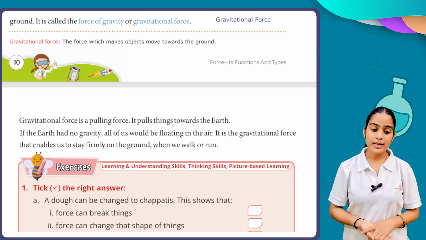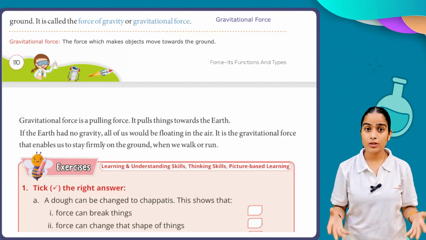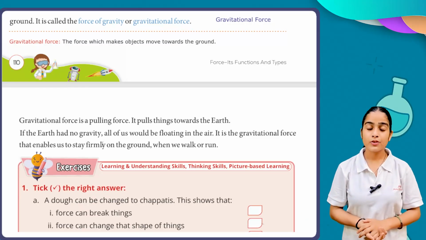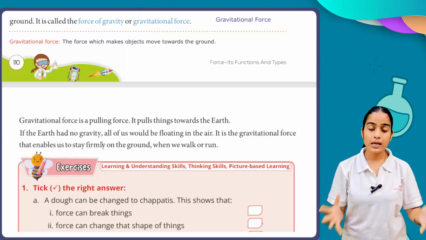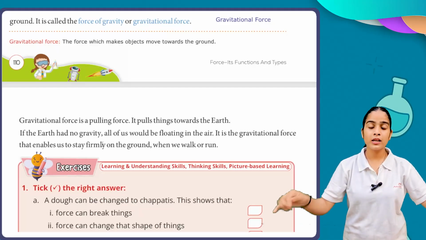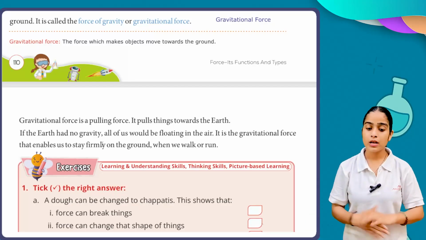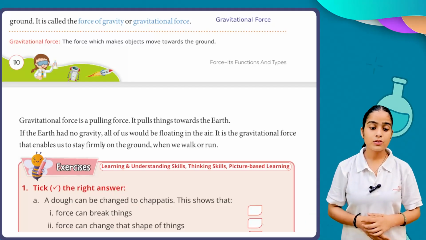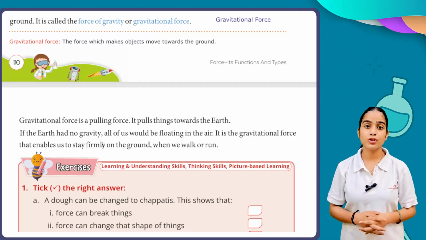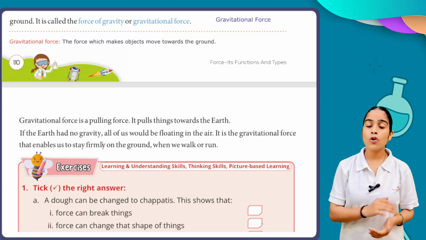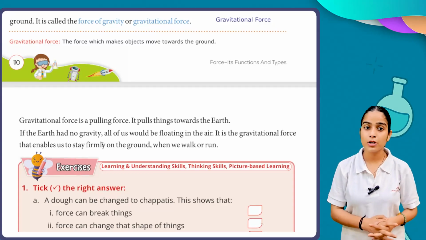Okay, if the earth had no gravity, all of us would be floating in the air, as you have seen in space. You see a lot of space movies. So what happens there is that all the people are floating in the air, because on the other planets there is no gravitational force. Now, it is the gravitational force that enables us to stay firmly on the ground when we walk or run. So with the help of gravitational force, we can walk on the floor and stand firmly on the ground. Without gravitational force, it could not happen.